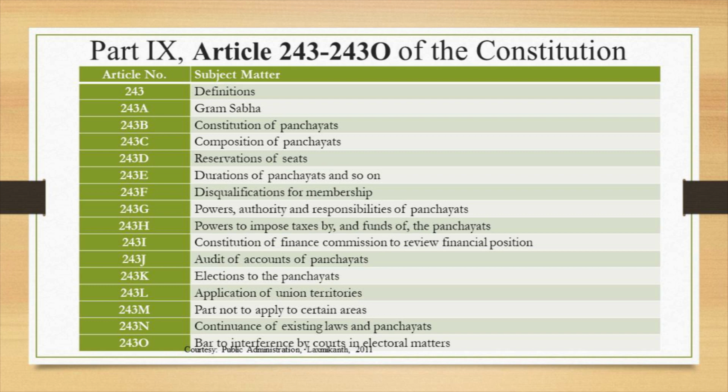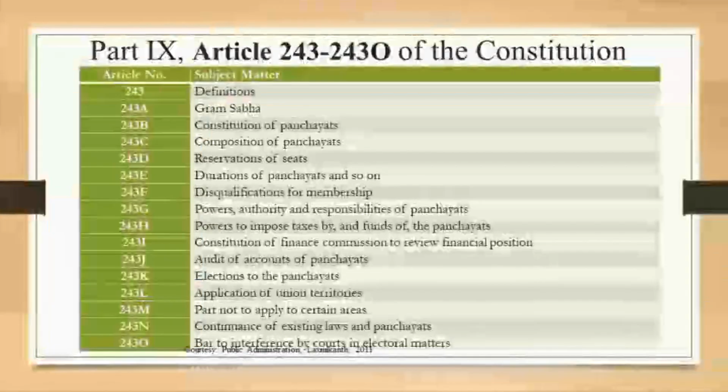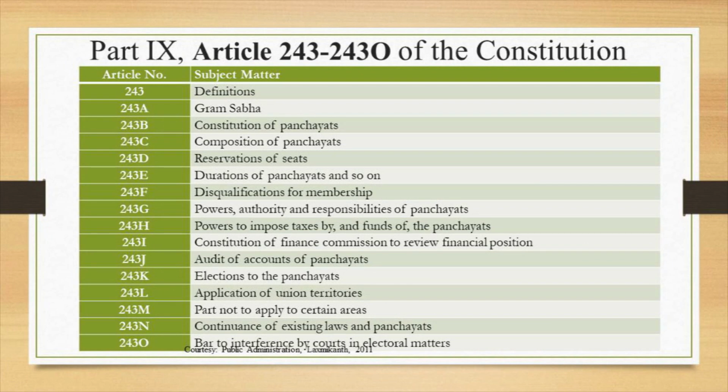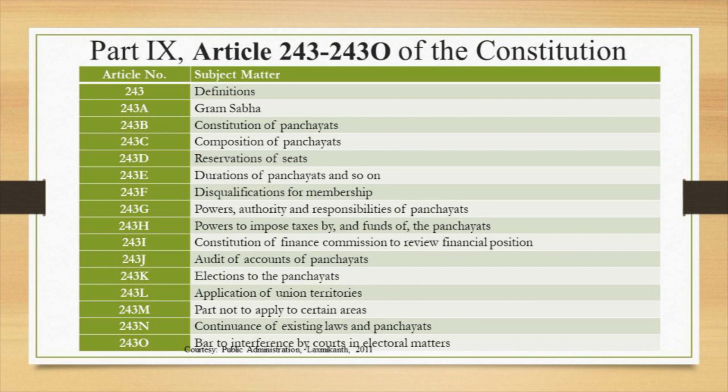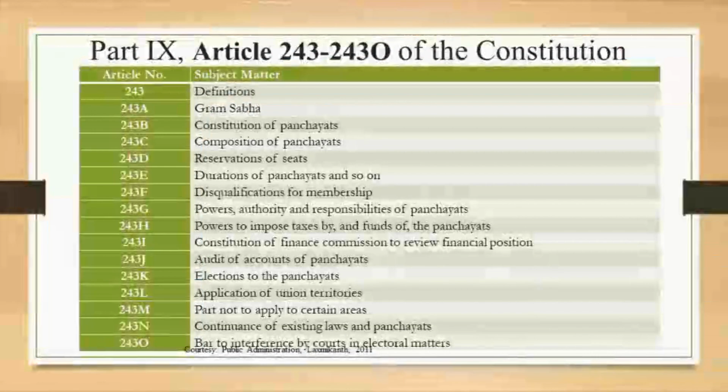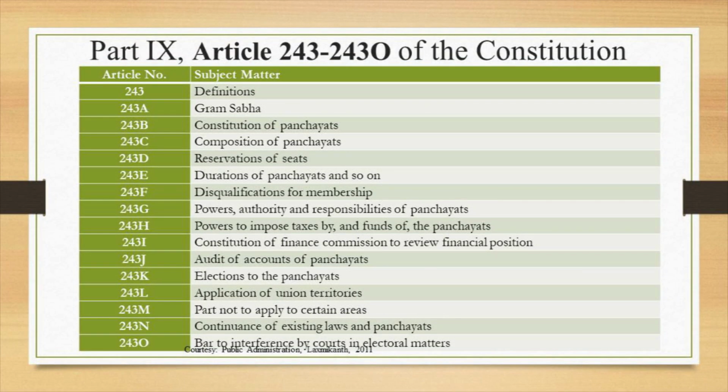Article 243J deals with the audit of accounts of panchayats. It says the legislature of a state may by law make provisions with respect to maintenance of accounts by the panchayats and the auditing of such accounts. Article 243K deals with elections to the panchayats. This article provides that the superintendence, direction and control of the preparation of electoral rolls for the conduct of all elections to the panchayats shall be vested in a state election commission consisting of a state election commissioner to be appointed by the governor.